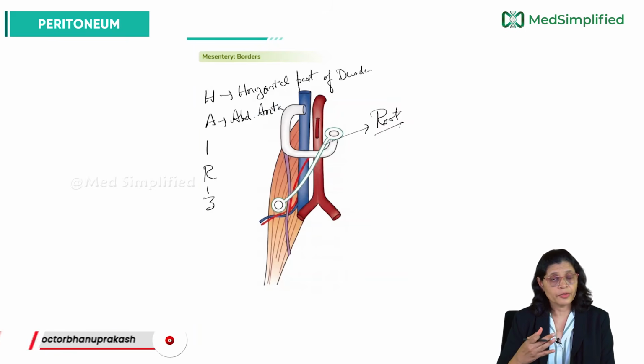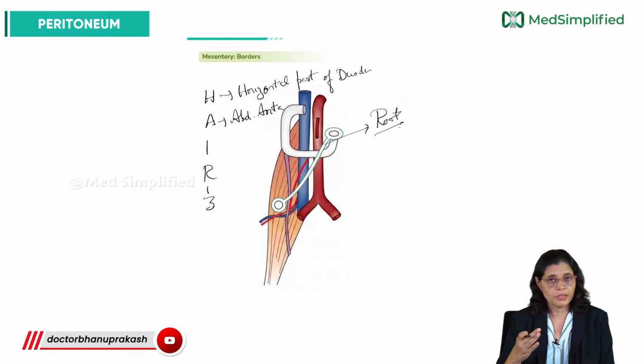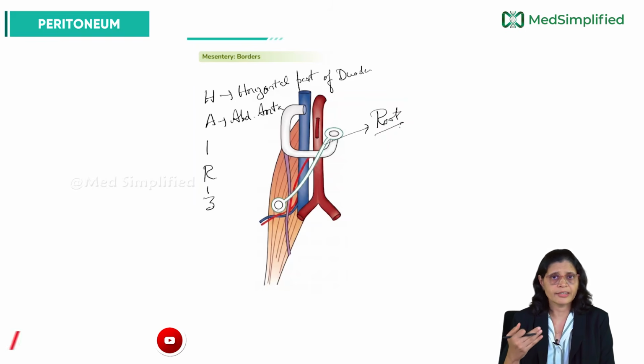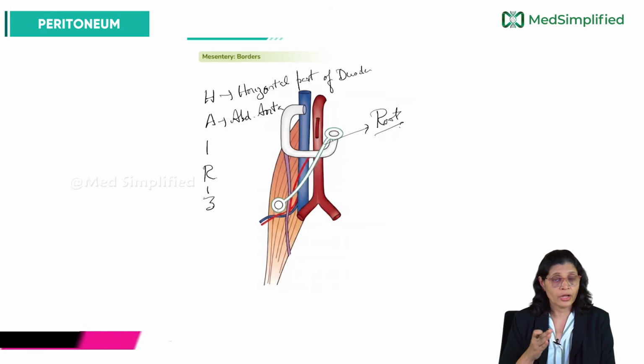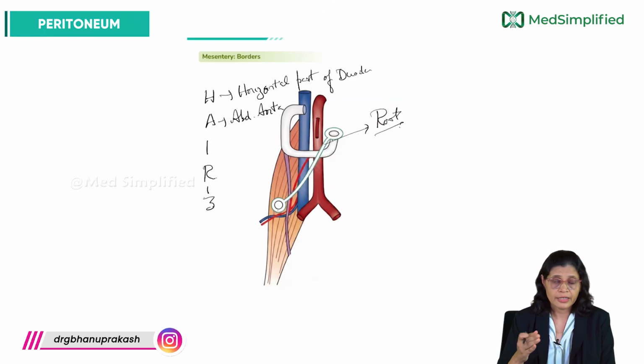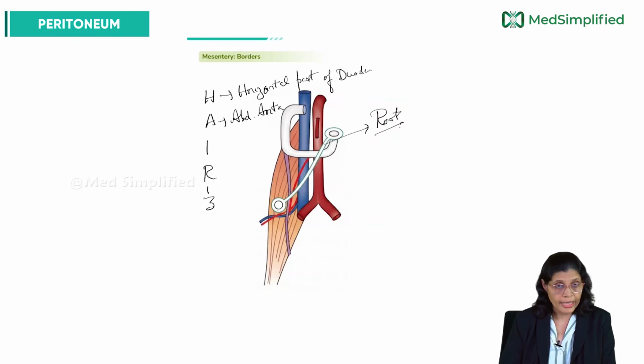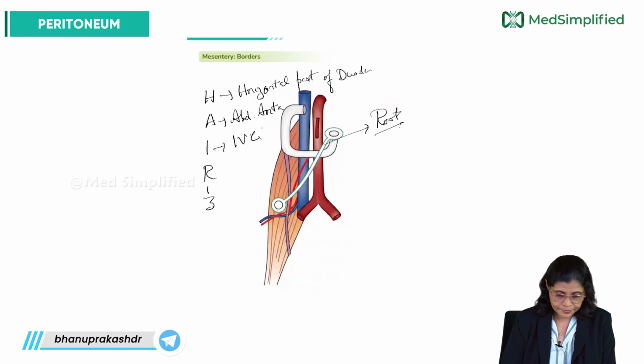Now in anatomy, when you make mnemonics, it is better to make the mnemonic in a way that the structures follow the anatomical arrangement, whether it is medial to lateral or anterior to posterior. So that it becomes easier to recall, and you know which lies medially and which lies laterally. That is why I have given this mnemonic for you. H is the horizontal part of the duodenum, A is the abdominal aorta, and I is the inferior vena cava, and the 3 R's. So which are the 3 R's?